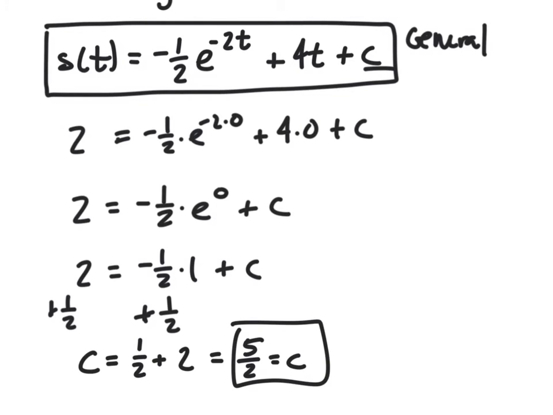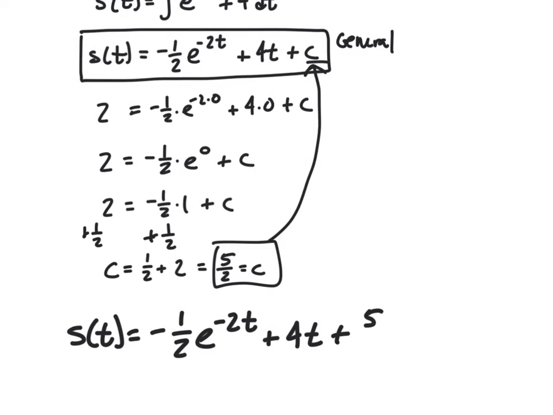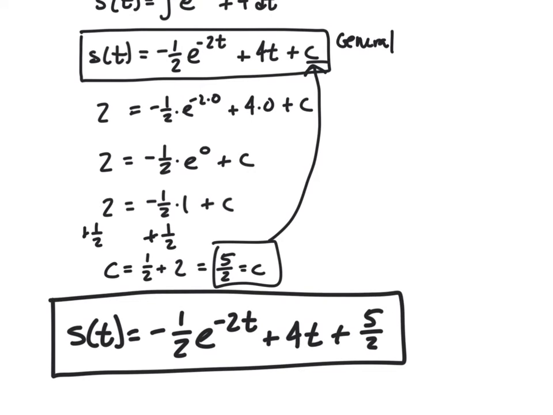Kind of doing some weird stuff there, but I'm going to go ahead now and just plug that back in up here. And so then we get that s of t is equal to negative 1/2 e to the negative 2t plus 4t plus 5/2. And that's my position function, and this is my particular solution.